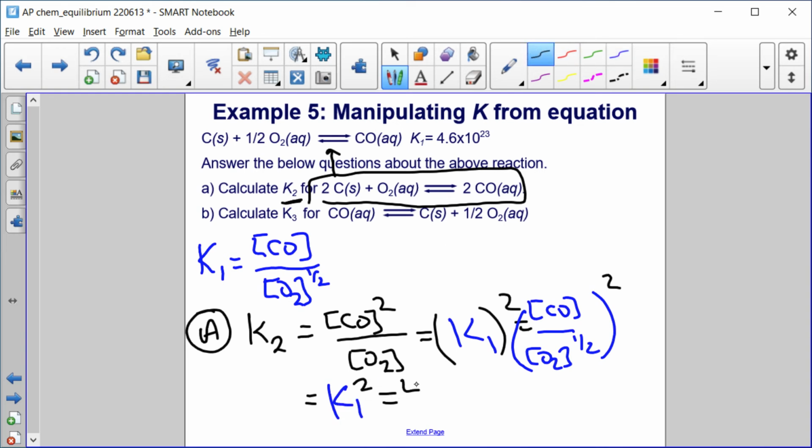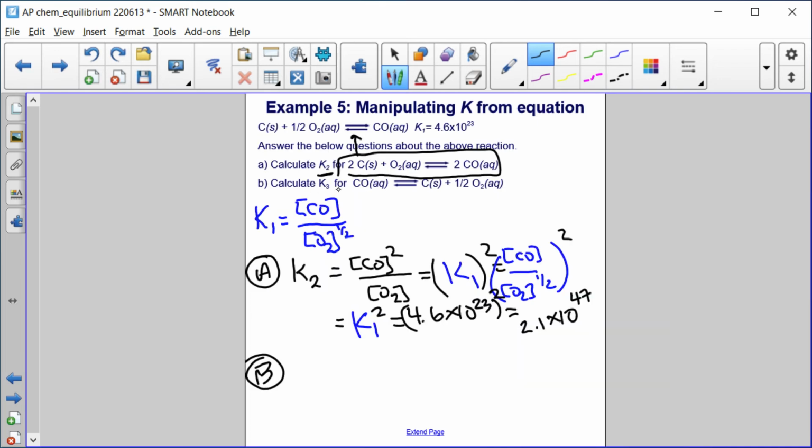K1 is 4.6 times 10 to the 23rd. And then we square it. Okay. So when we do that, we get 2.1 times 10 to the 47. Okay, there's A.